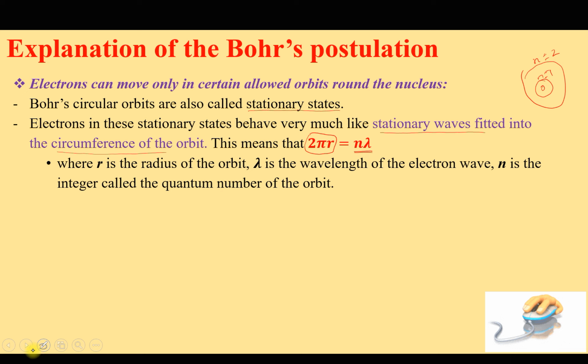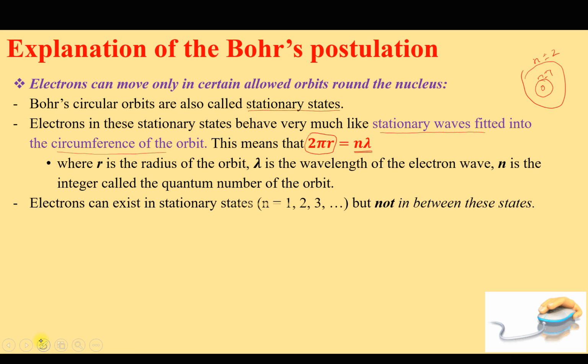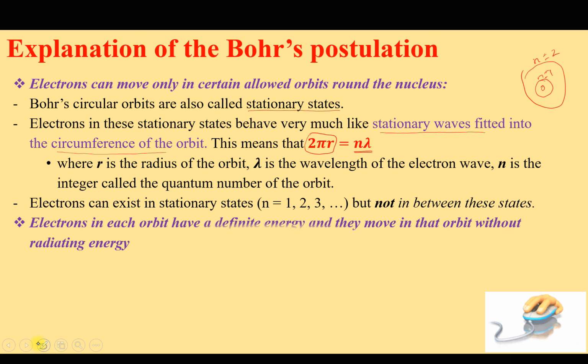Okay, so we therefore conclude that electrons can only exist in what we are going to call stationary states, that is for n equals 1, n equals 2, n equals 3. But electrons cannot occupy states between n equals 1 and n equals 2, for example, n equals 1.1, and so on and so forth. So these are going to be called stationary states. However, an electron can cross from one state to another, as given by the second postulate.